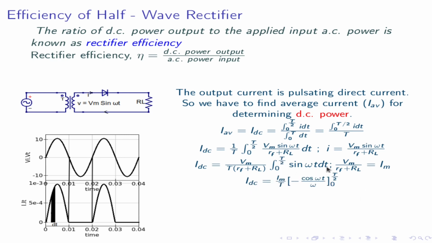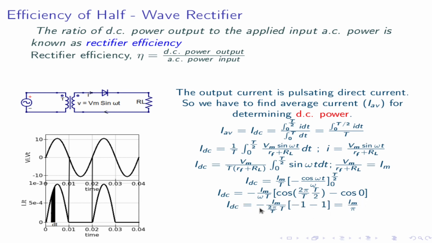Integral of sin omega t dt is minus cos omega t by omega over the limit 0 to T by 2. That is equal to minus Im by omega t. Omega is taken outside, minus Im by omega t into cos omega t, where omega is 2 pi by T. That is cos 2 pi by T into upper limit T by 2 minus cos lower limit 0. So T and T cancel, 2 and 2 cancel, that is cos pi minus cos 0. Cos pi is minus 1, cos 0 is 1.